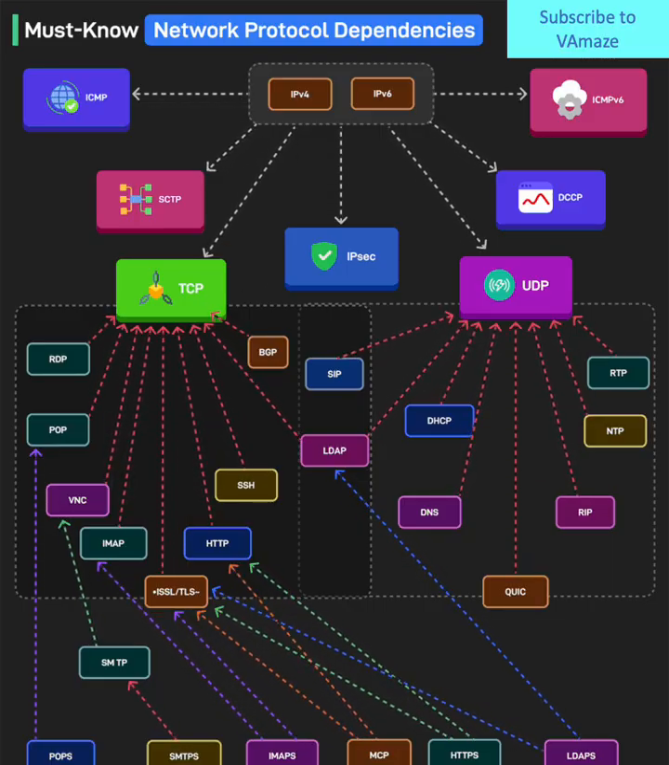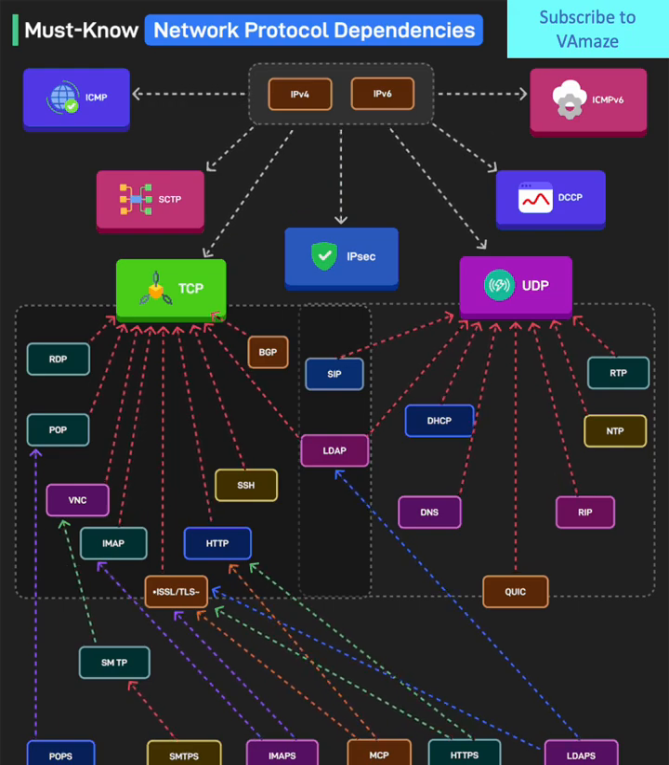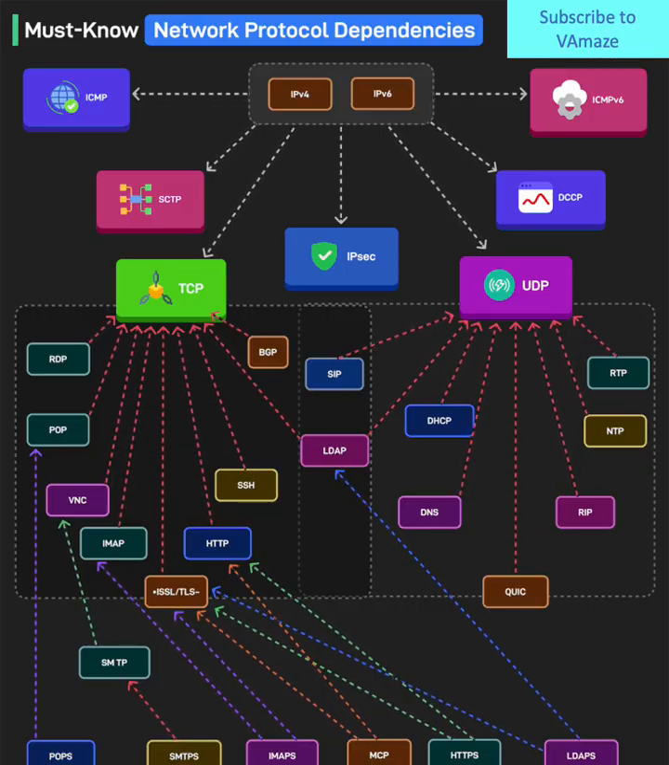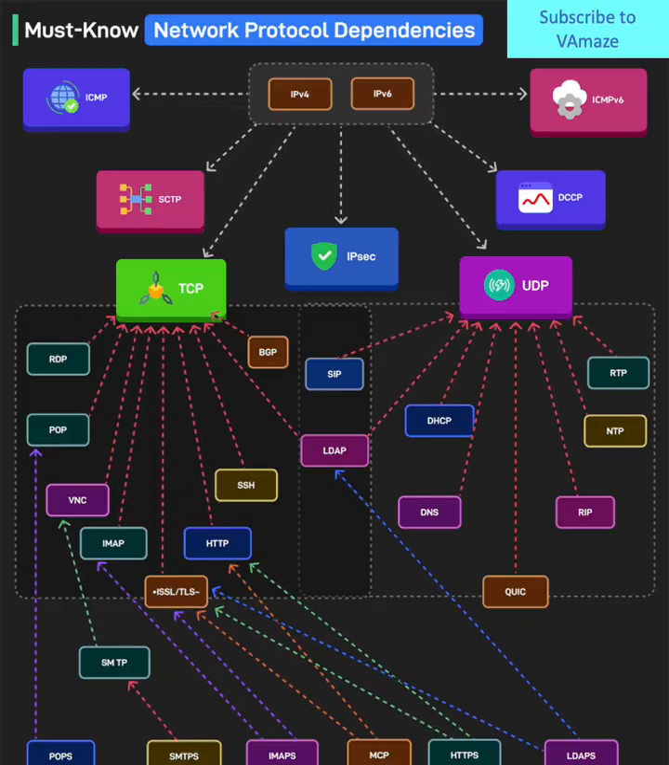Understanding these dependencies, IP, TCP, UDP, application protocols, plus TLS, is critical for network engineers, developers, and security professionals alike. Whenever you pick a protocol, you know exactly which lower layers it relies upon and which secure variants are available. That's your quick guide to must-know network protocol dependencies.